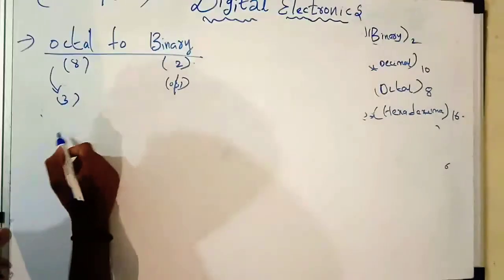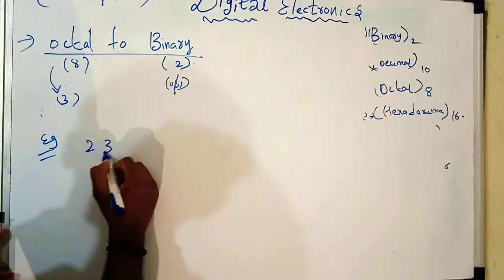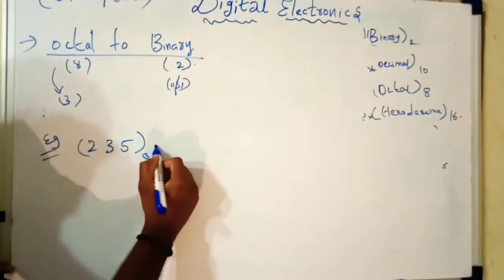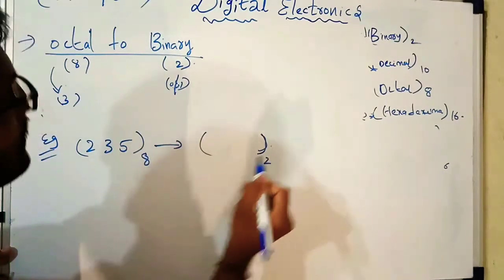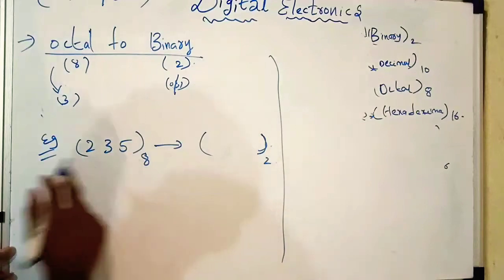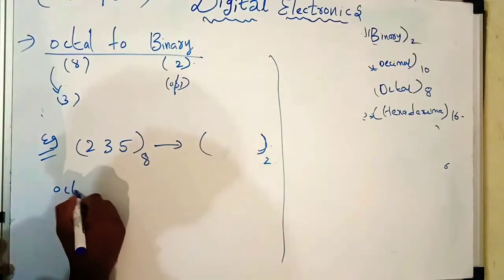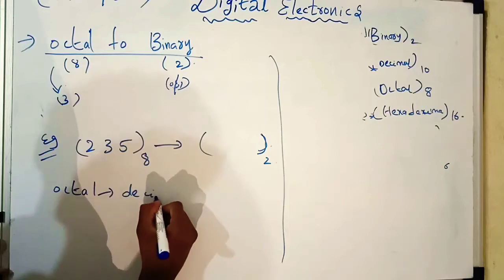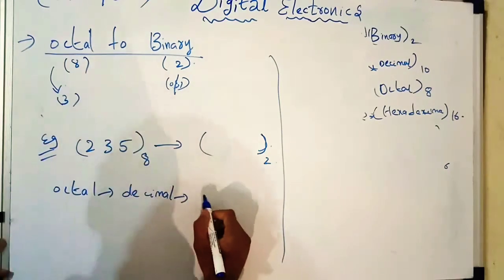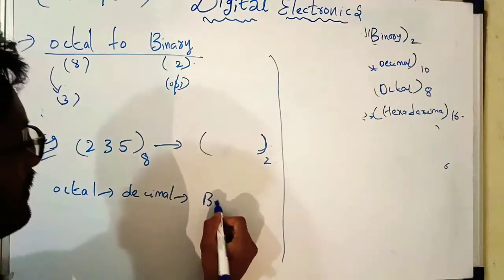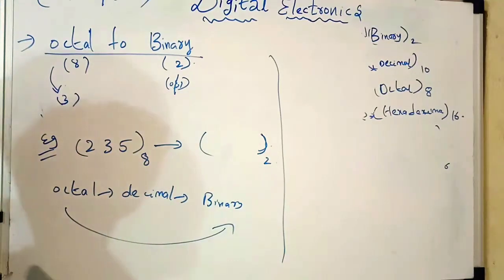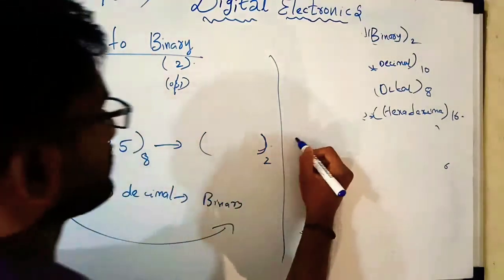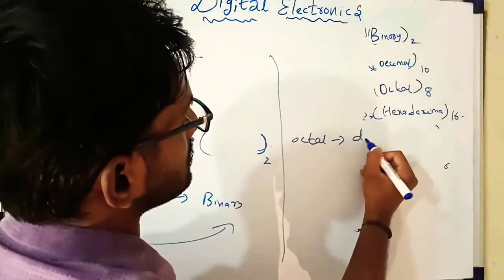Here for octal to binary, let us take an example. This is 235 in octal. We need to convert this into bits. Before converting this, it can be done in two ways. One is from octal to decimal, and another is from decimal to binary. For converting octal to binary, we need an intermediate conversion, octal to decimal. First, we will see octal to decimal conversion.